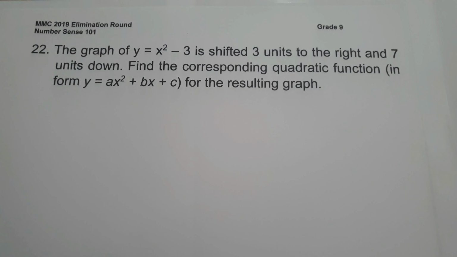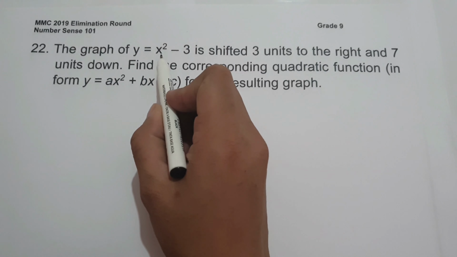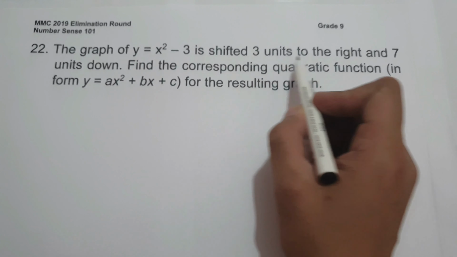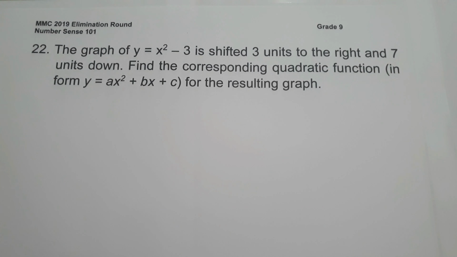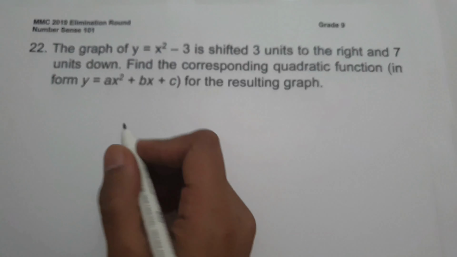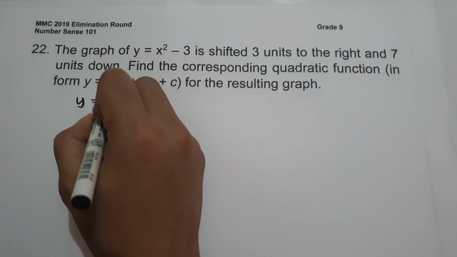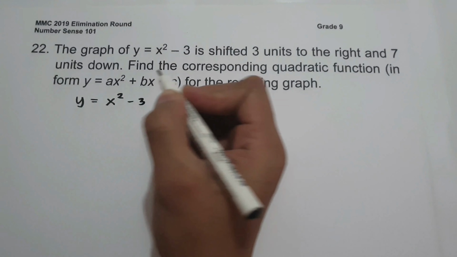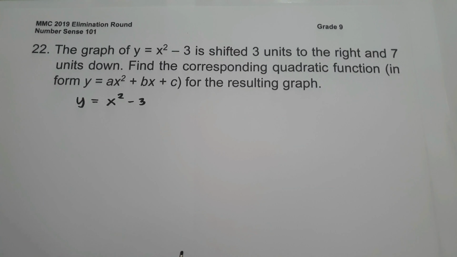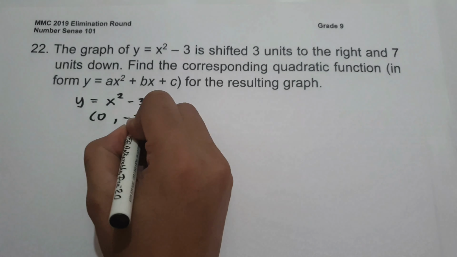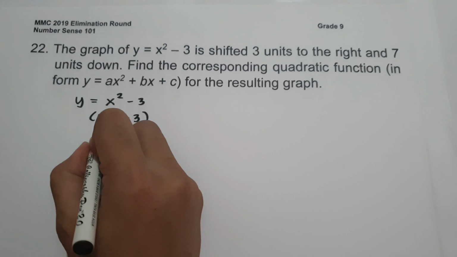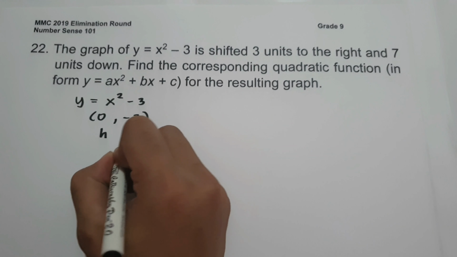On number 22, the graph of y equals x squared minus 3 is shifted 3 units to the right and 7 units down. Find the corresponding quadratic function in the form of y equals ax squared plus bx plus c for the resulting graph. Since we have the equation y equals x squared minus 3, the vertex of this equation will be (0, negative 3). So this will be the value of h and the value of k.